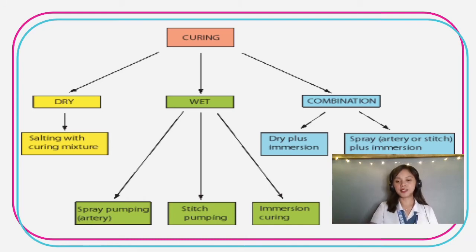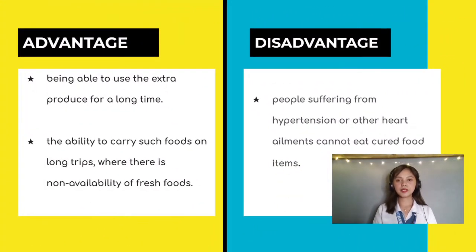Okay, none. Let us proceed. So we have defined curing again, and we also know the three methods. Let us know the advantages and disadvantages of the curing methods. Yes, there are advantages and disadvantages. So the first one is the advantage. Being able to use the extra produce for a long time. Just like what I have said, in emergency situations, you can eat the cured meat. If you are lacking any pork in the market, if you have cured meat at home, you are able to eat some meat.